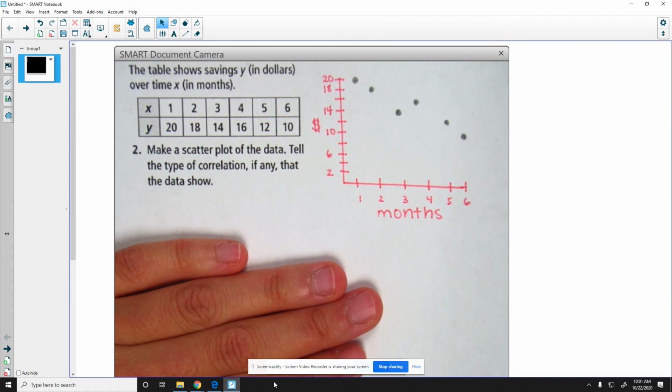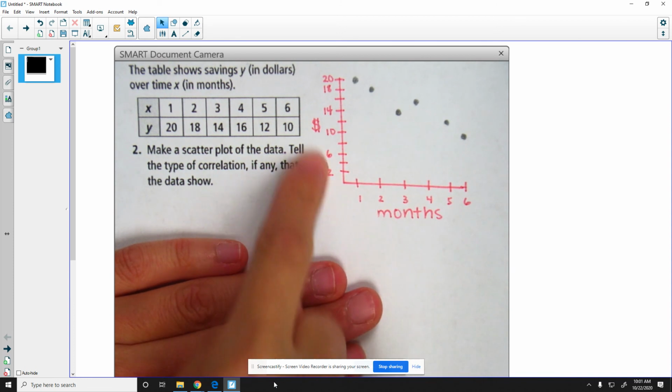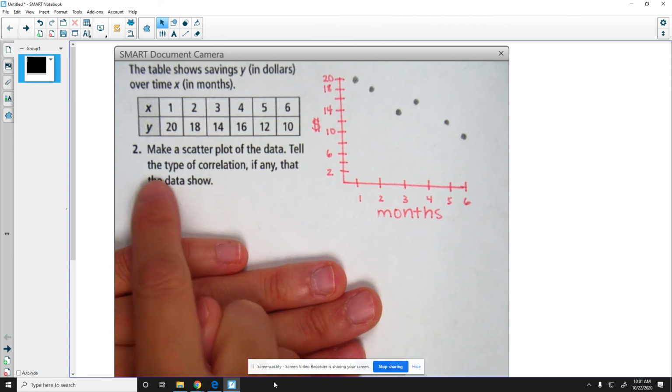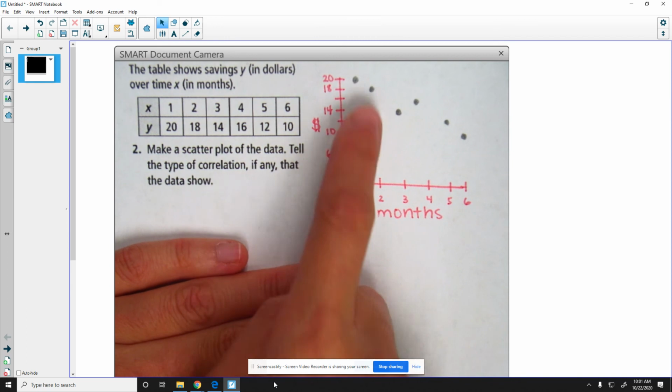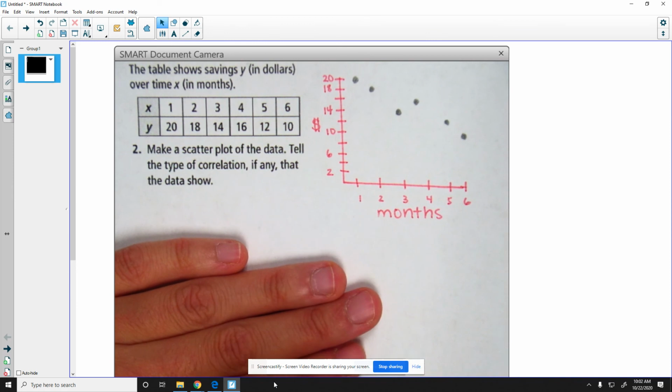Okay, so hopefully you made a sketch that looks something like this. It doesn't have to look exactly like this, right? Because maybe you counted by something else and it's just a sketch. We don't have graph paper. So none of our things are exact, but it says, tell the type of correlation that the data shows. So look at your dots and look at the direction that they're headed. So remember, you have positive, your dots are going up. Negative, your dots are going down. Or no, your dots are going everywhere.